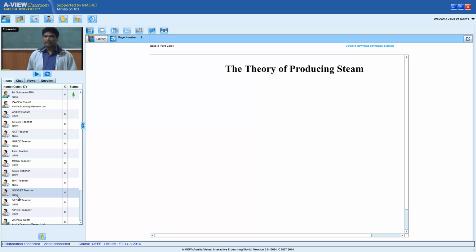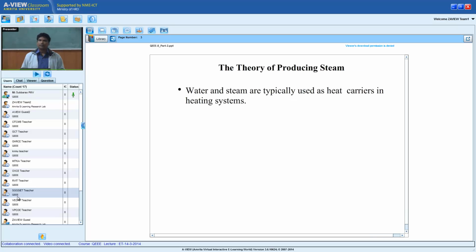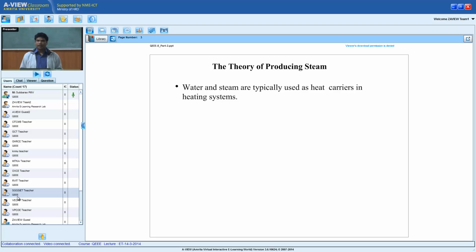This is what is called the theory of producing steam. Perhaps for all the youngsters, it looks very obvious. There is nothing very great about it, because you were given this knowledge without understanding, but it took a few million years to come up with this knowledge. Water and steam are typically used as heat carriers in heating systems. That's how the knowledge started. People used this as a heat carrier.